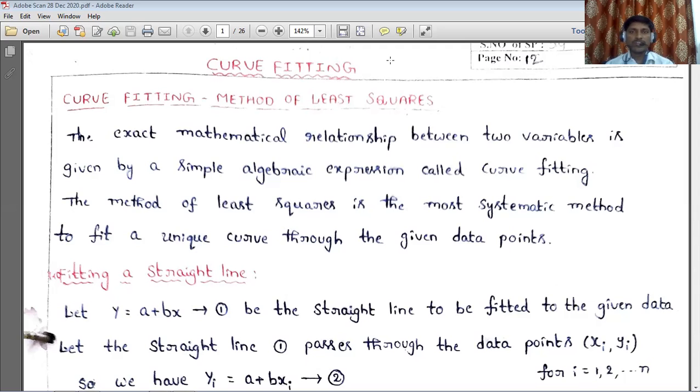Next we'll learn correlation: what is meant by correlation, what is meant by regression, and how to find the correlation coefficient. And next is rank correlation. All those things we are going to learn in this particular unit.